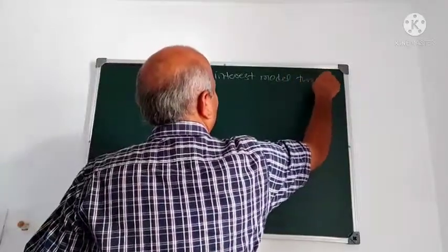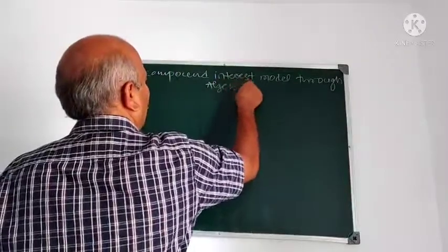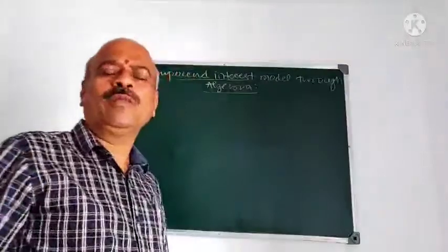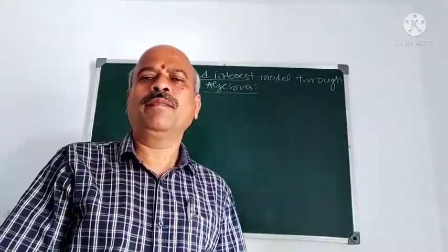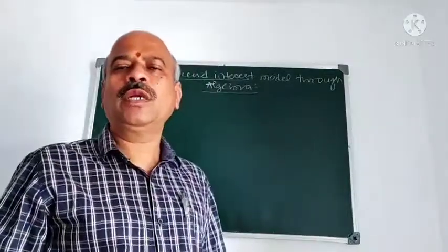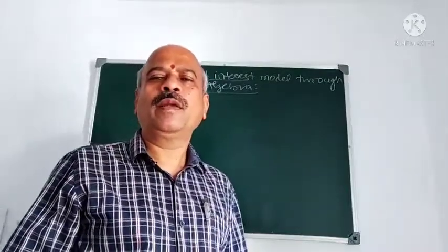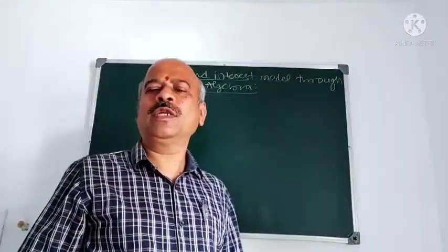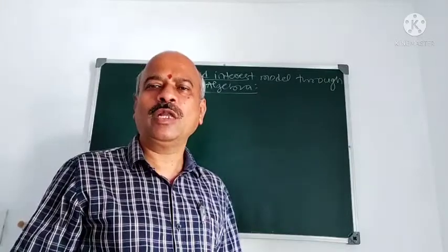Through algebra. Compound interest model means we derive a formula which can be used to calculate the compound interest, and here the steps involved are the steps of mathematical modeling, and therefore the derivation is by mathematical modeling.